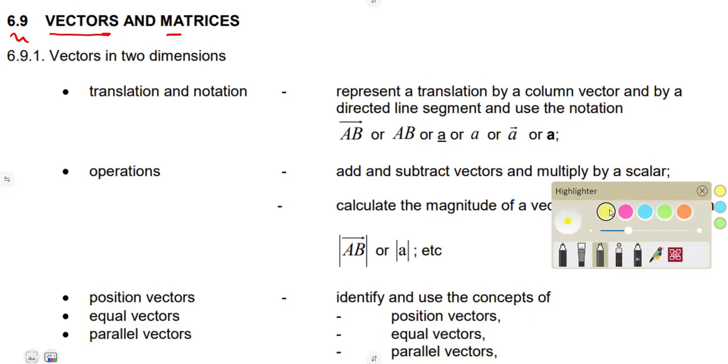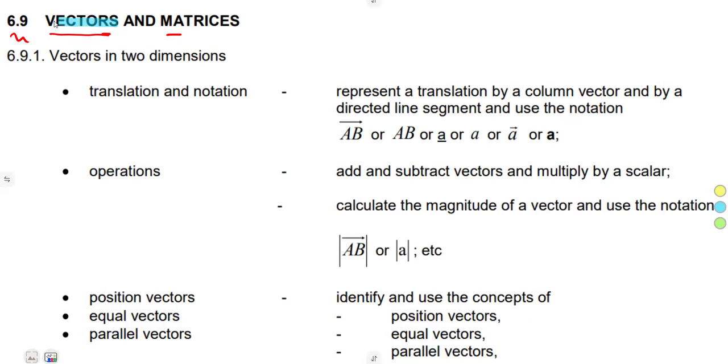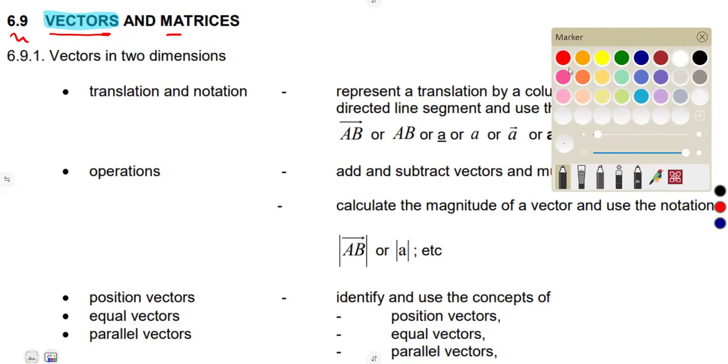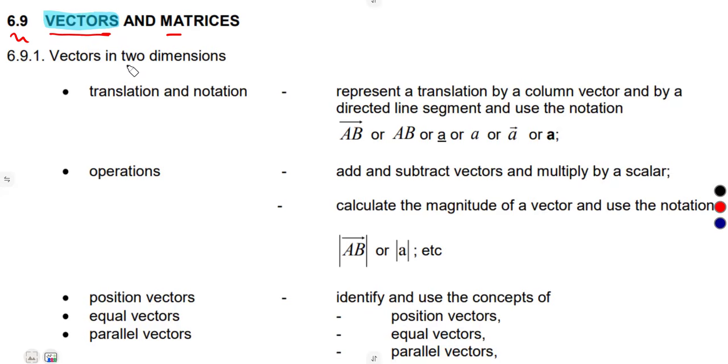It is very, very important that we understand what we are working with in this class. That is our vectors. According to the syllabus, you must work out vectors in 2 dimensions, where you consider translation and the notation for the translation and so forth. This is your Form 3. So we are going to consider that part as separate.